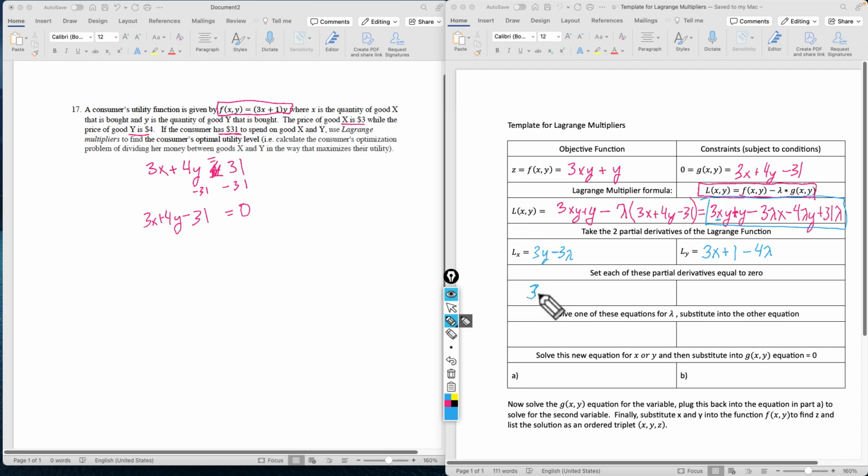Give myself some room. 3y minus 3 lambda equals 0. Sorry. 3x plus 1 minus 4 lambda equals 0. Now solve one of these equations for lambda. That's the key part. Substitute into the other equation. So let's do that here because I could see this 3y minus 3 lambda is going to be the easiest one to solve for lambda. I'll just add 3 lambda to both sides.